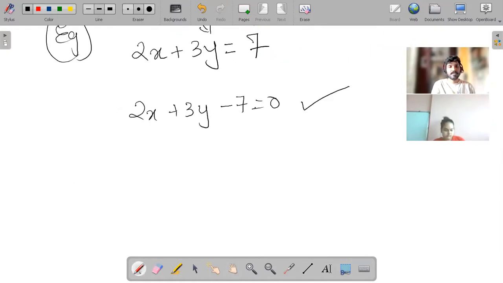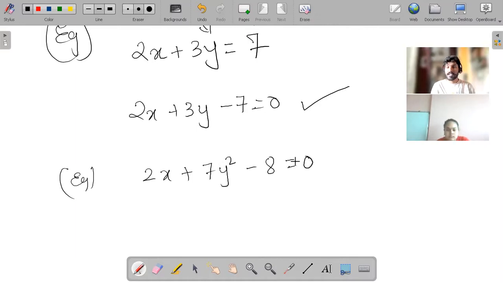Okay, can you tell me this? 2x plus 7. Is this a linear equation? No, it's not. It's not even in general form, but it's not linear because the power of the variable y is 2. Hence, this is not a linear equation.